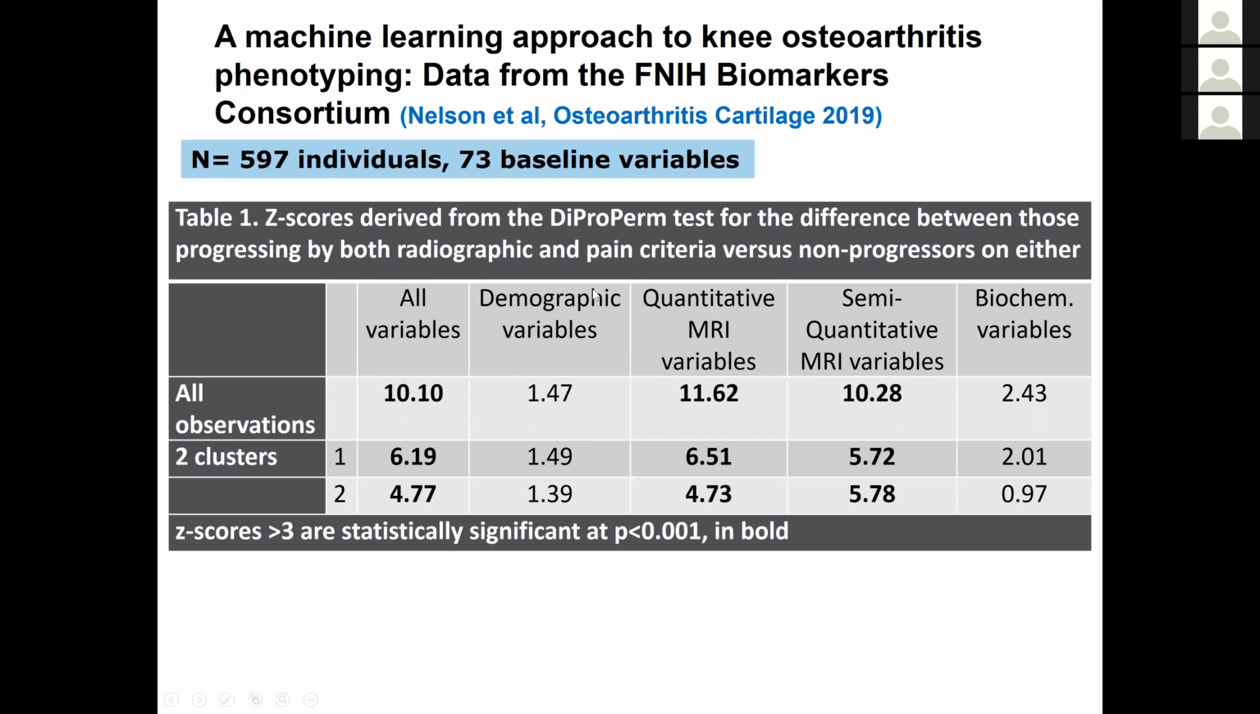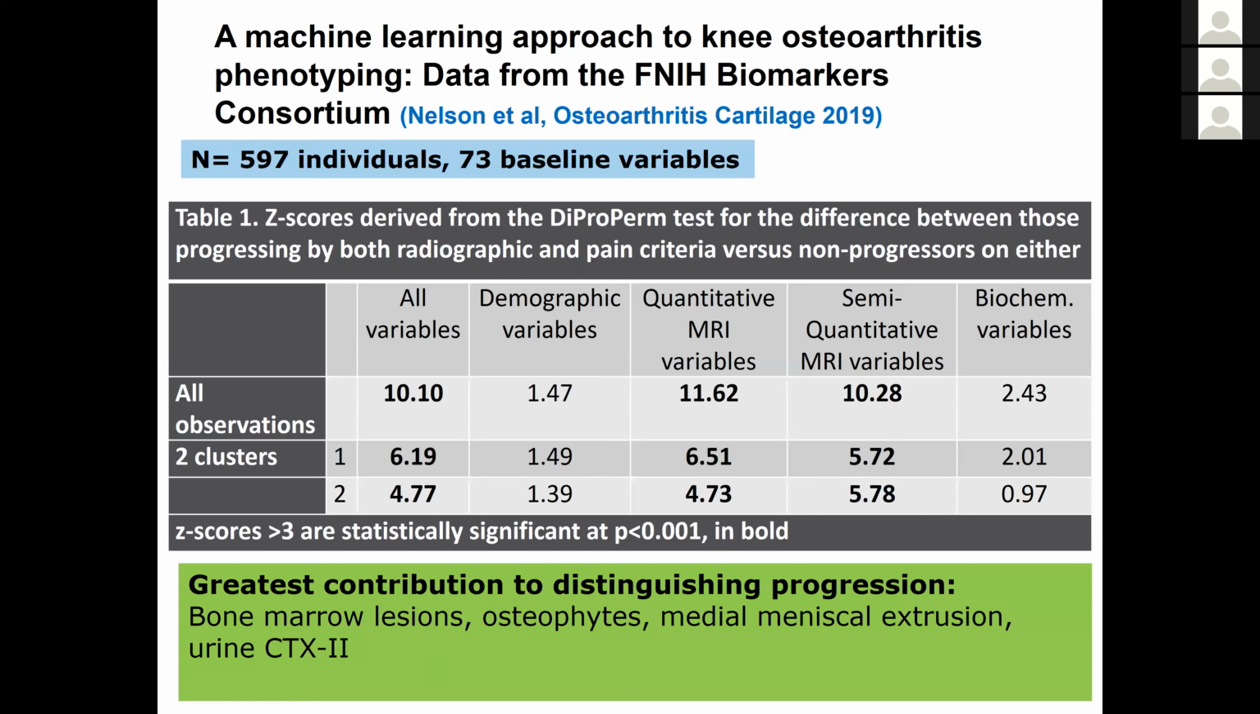The demographic variables, so these would have been things like weight, age, so on, were not really helpful at all. And then the biochemical variables by themselves were also not helpful at all. So it was really the MRI variables that were best able to predict. But when you did look at all variables together, the ones that showed the greatest contribution to distinguishing progression included the imaging variables, the bone marrow lesions, osteophytes, medial meniscus extrusion, but then one of the biomarkers, urination.